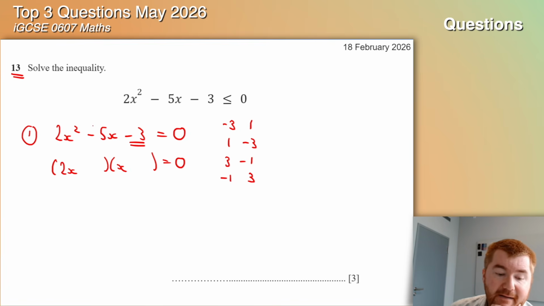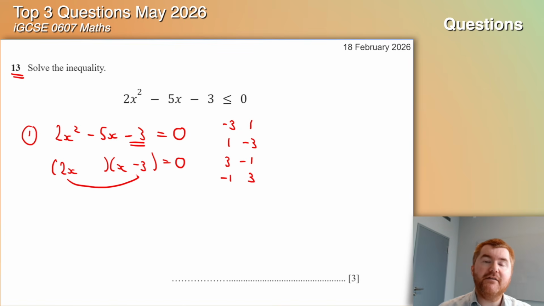Now, I've got a very large negative in comparison to the number, so a minus 5x compared to minus 3. So I probably want my biggest negative number to be on the outside, so a minus 3 here. So when I multiply these together using FOIL, I get a big negative number. If I have a minus 3 here, I need a plus 1 here. And now all we need to do is check the cross terms, so the ones I've mentioned there, to see if we get minus 5x.